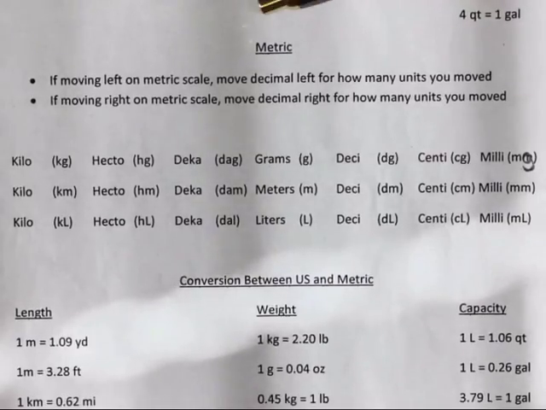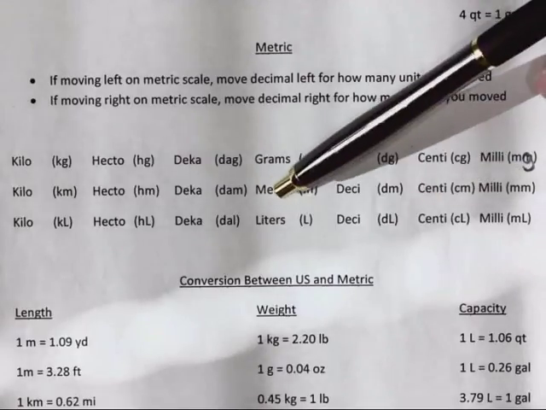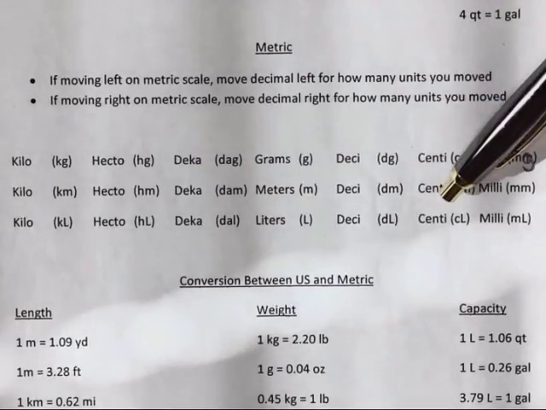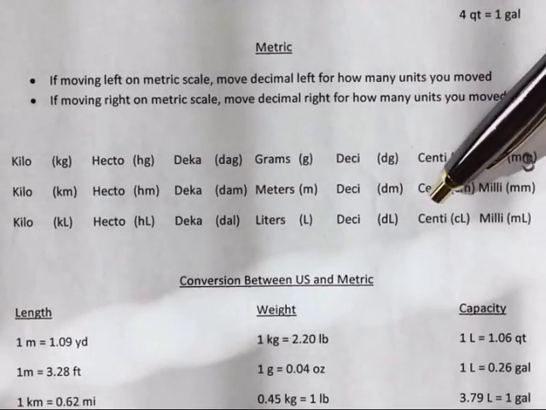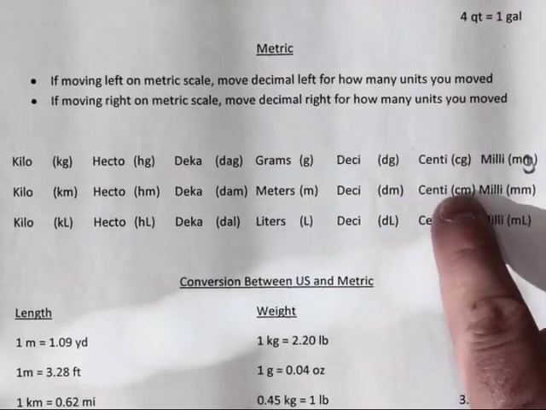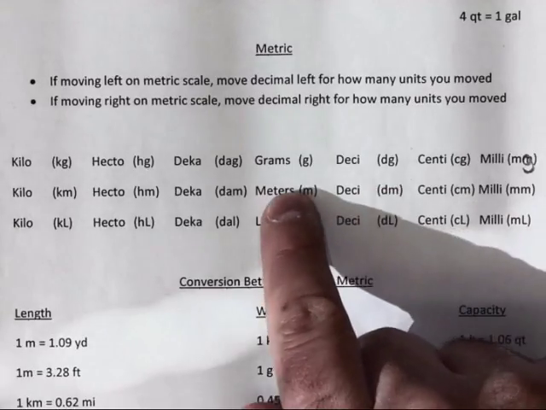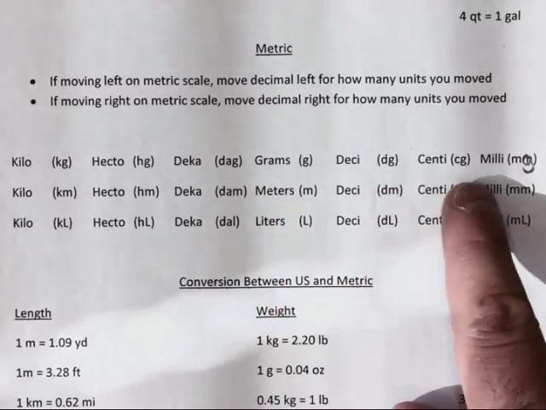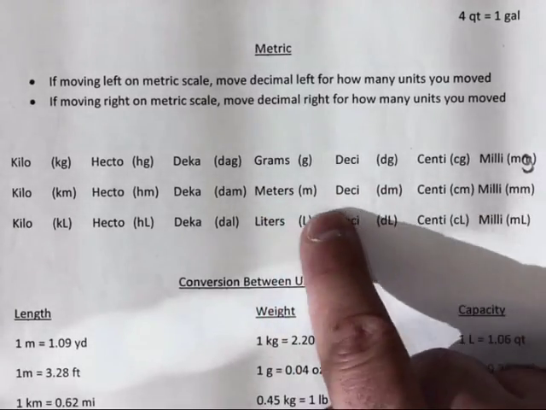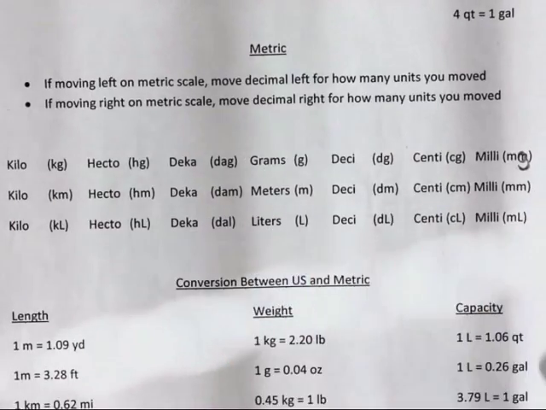So if I want to move from centimeters to meters, I literally just move the decimal to the left that many places based off of this scale. So if I'm going from centimeters to meters, that's 1, 2 places that I'm moving to the left. I just move the decimal 2 places to the left, because I moved 2 places to the left on this scale that I've given you.